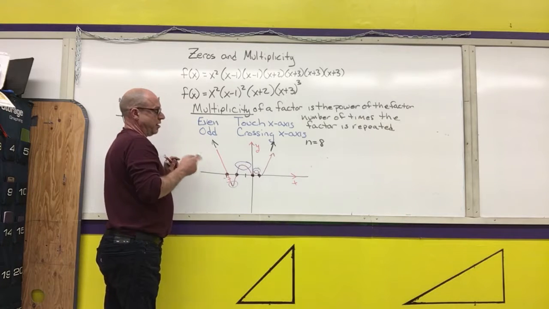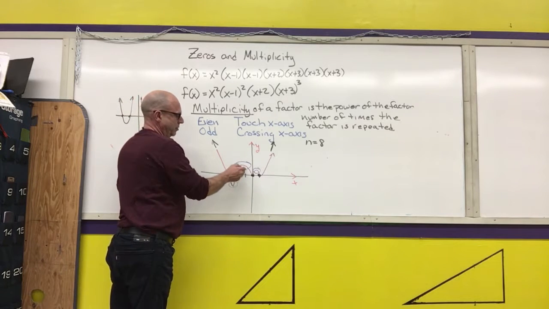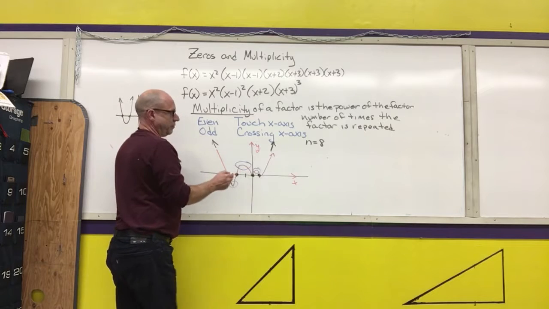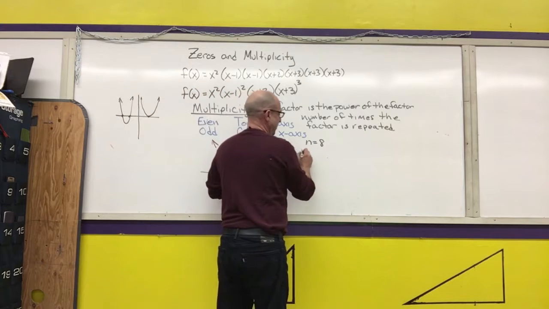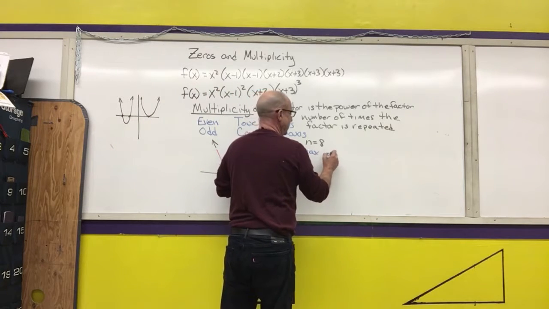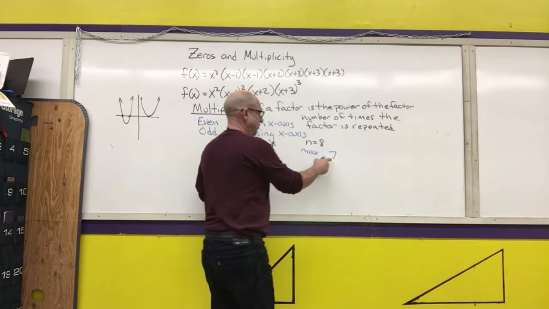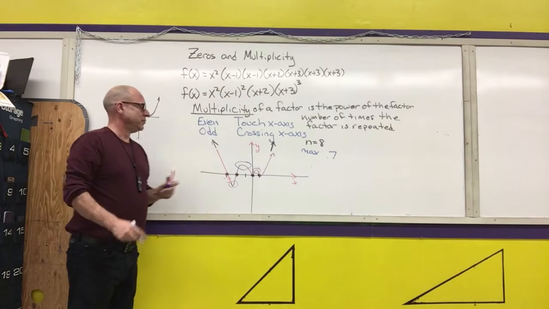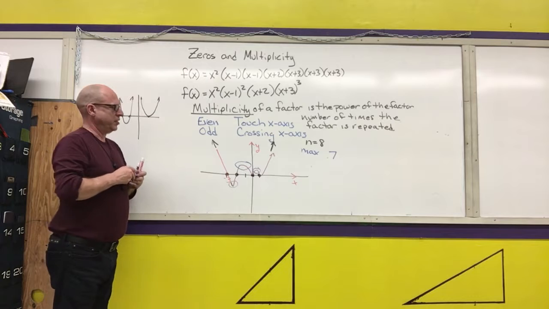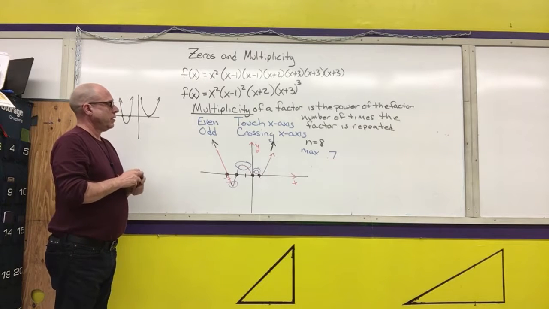So let's count our number of turning points. 1, 2, 3, 4, 5. Well, we know the maximum number of turning points is 7. So 5 is less than 7. So it does agree with all of the information that we know.